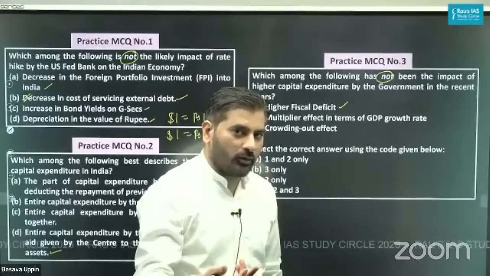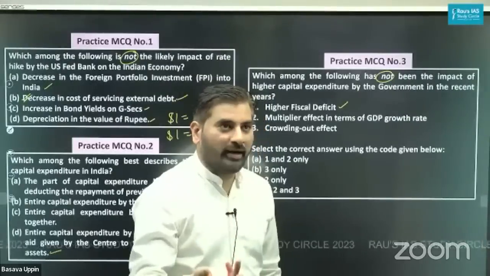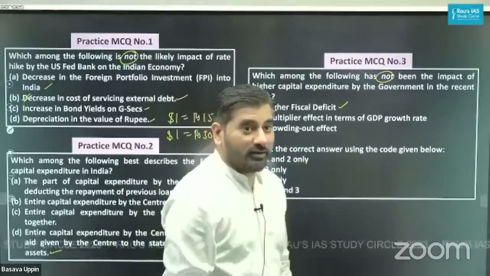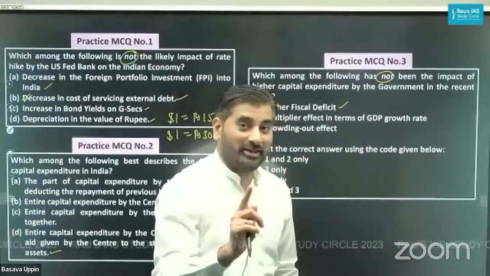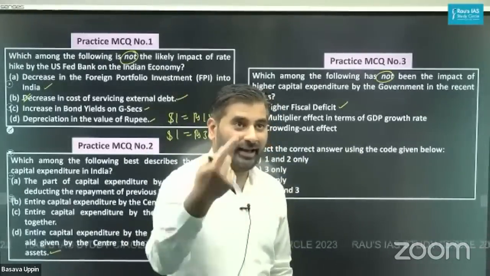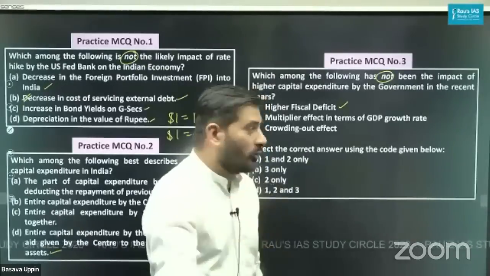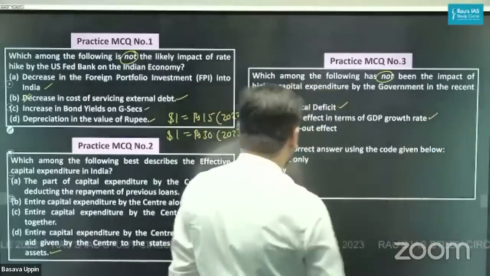If the government borrows more money, fiscal deficit will definitely increase, right? Then multiplier effect in terms of GDP growth rate. I told you every 1 rupee which the government spends on creation of assets, it has a multiplier effect of how much? 2.5. It will increase the output by 2.5. Even this has taken place.